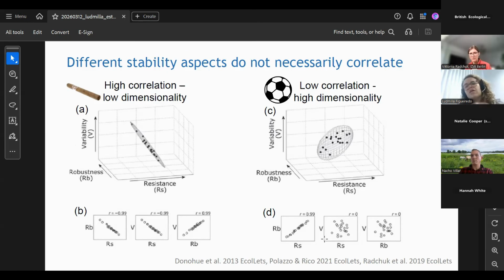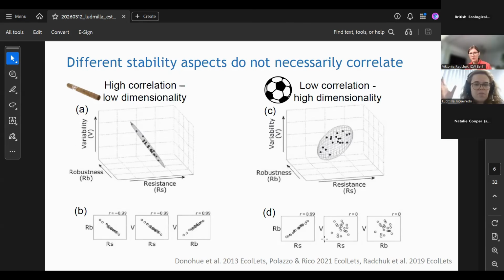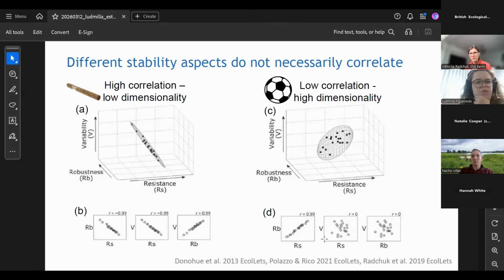So it's not only that ecologists were lost in talking about stability in different ways. No, there was a good reason for it, because they brought different information about the system.